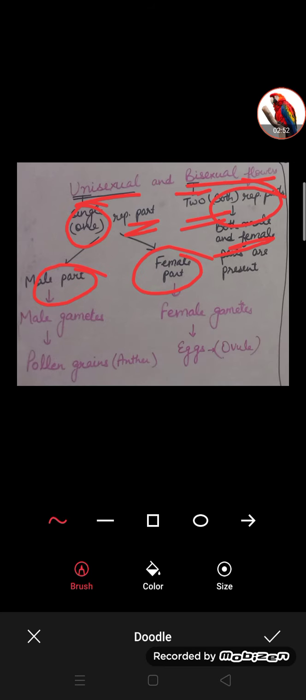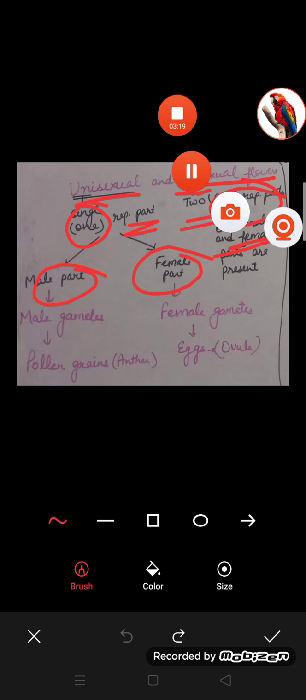So children, male reproductive part produces the male gametes that are known as pollen grains. These pollen grains are produced in anther. While female reproductive part produces female gametes. These female gametes are known as eggs and these are produced in ovule. I hope this concept is clear to all of you.